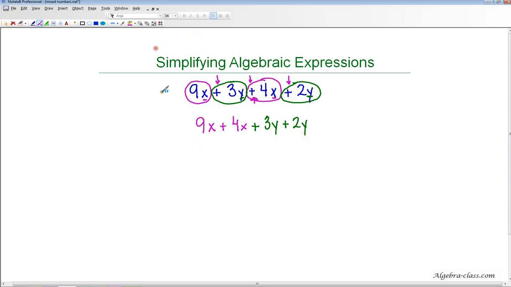Now, once my terms are written side by side, then I can go ahead and combine. 9x plus 4x is 13x. And then I'm going to combine 3y plus 2y is 5y. So the final answer is 13x plus 5y.